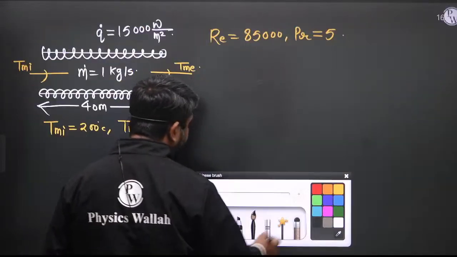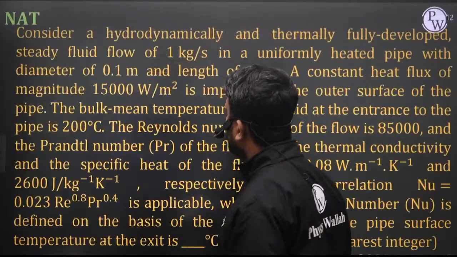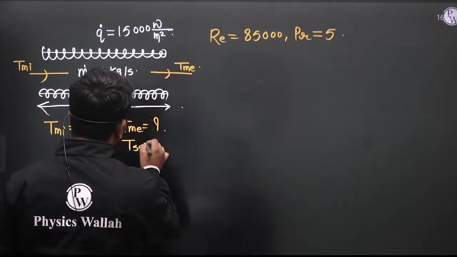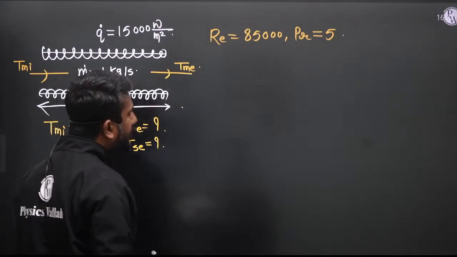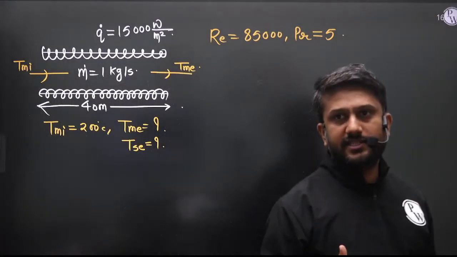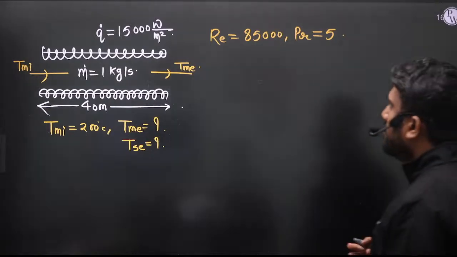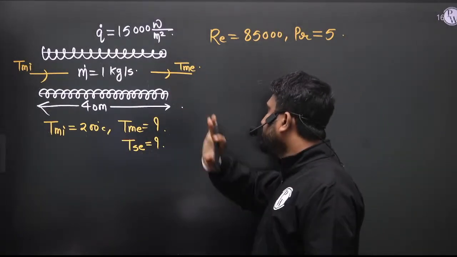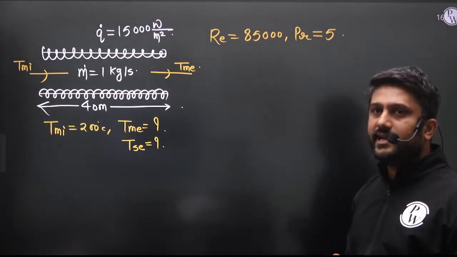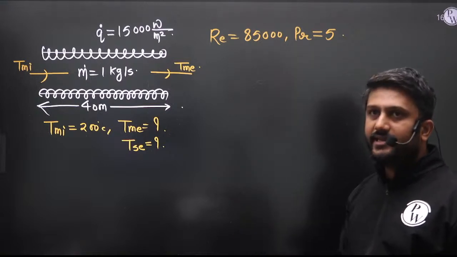Okay, so let us consider the surface temperature at the exit is TSE. This is unknown. We have to calculate this TSE. That means in the question TSE is asked, not TME. And for calculation of TSE, you must know the TME. TME is the bulk mean temperature of the fluid at the exit, and TSE is the surface temperature at the exit.